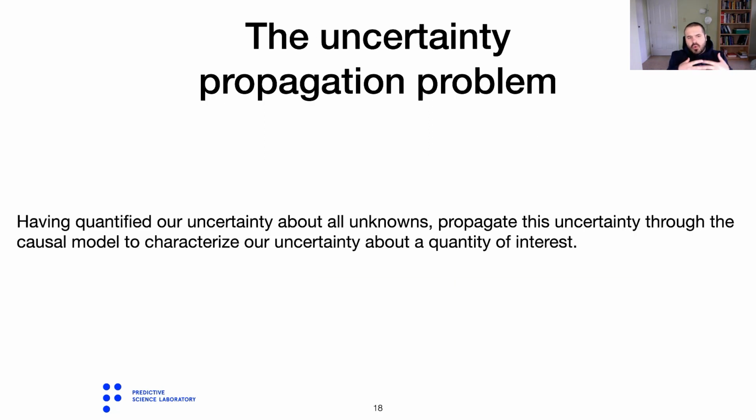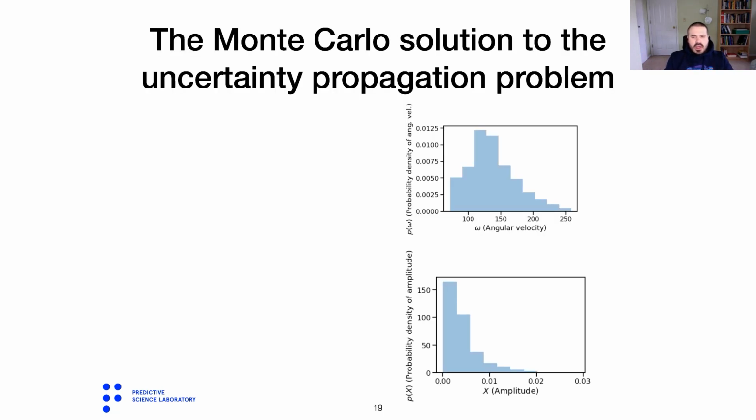Now that we have quantified our state of knowledge about all these unknown variables, what we need to do is propagate this uncertainty through the causal model to characterize our uncertainty about any quantity of interest. And here, these quantities of interest are going to be x and omega. And the way we can propagate uncertainty through a model is through Monte Carlo sampling. And it is quite straightforward.